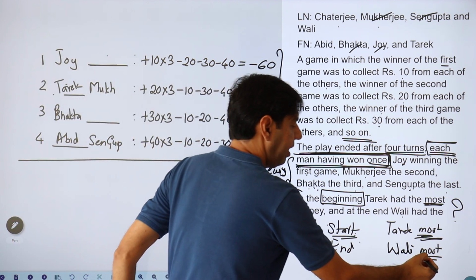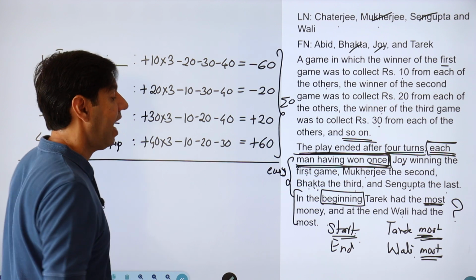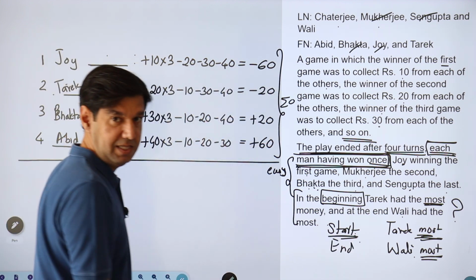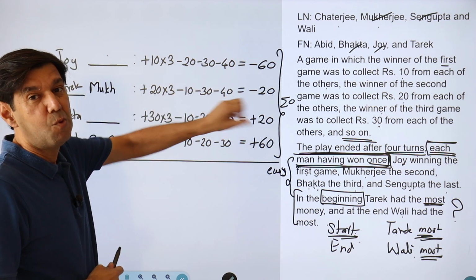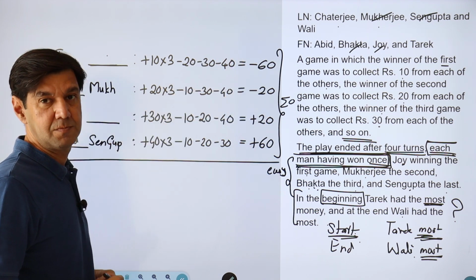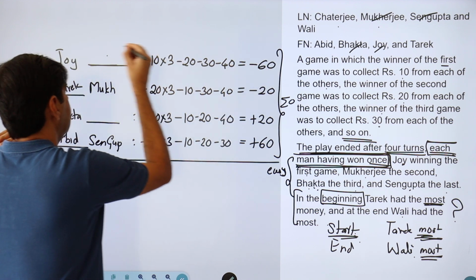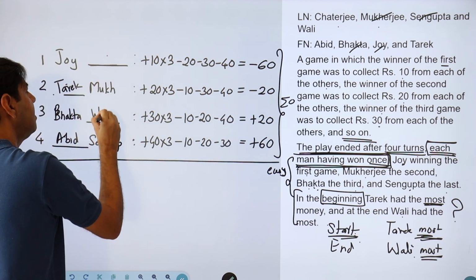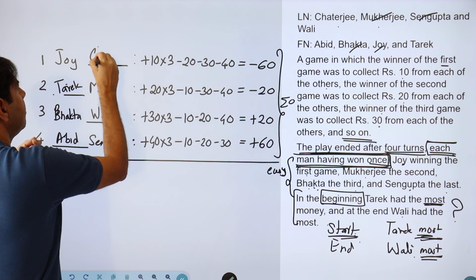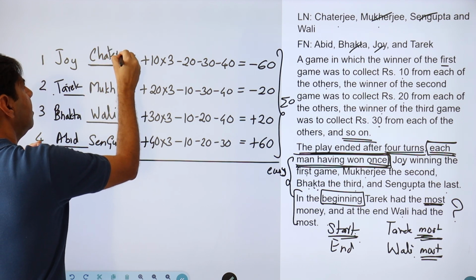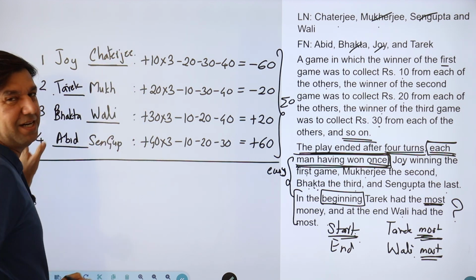So we are saying Wali could not be the one who lost the most money. If Wali needs to end up with the highest money and he did not start with the highest money, then he has to end up earning more than the others. So he can't be the one who lost the most. And if this can't be Wali, this has to be Wali. And if this is Wali, this has to be Chatterjee. Right? So it's not a very difficult set.